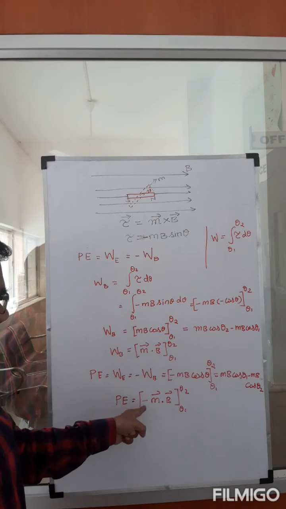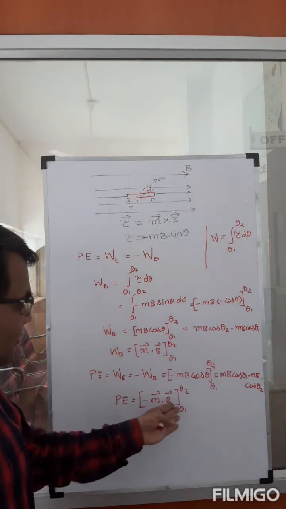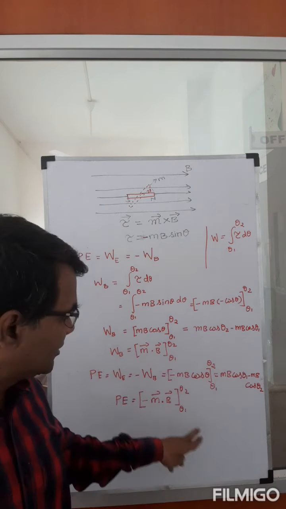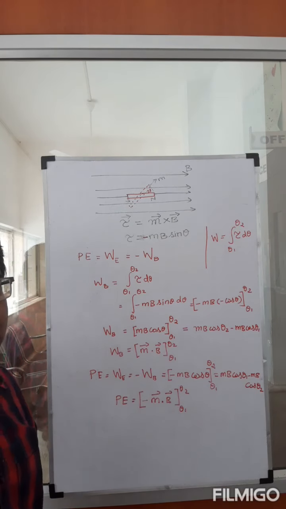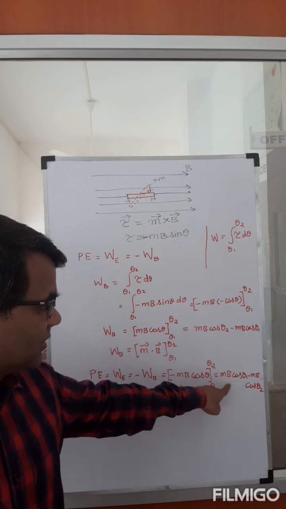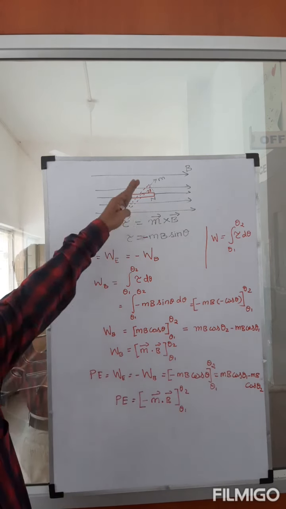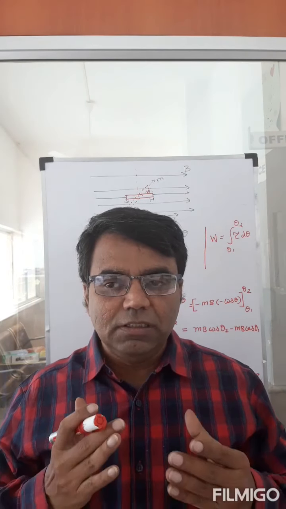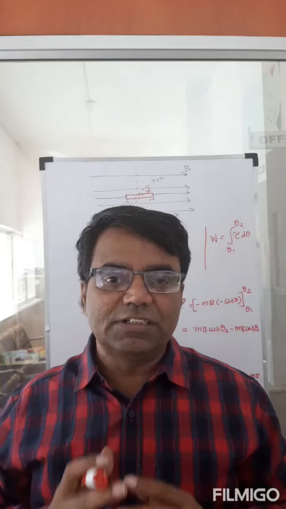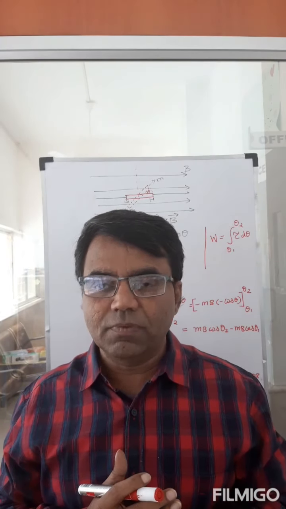So the potential energy is negative of minus m vector dot b vector. Again, once you've done that, you need to apply the limits. So this is what is the potential energy. Clearly, the potential energy will be this: mb cos theta 1 minus mb cos theta 2. That's the potential energy. So when it comes to potential energy, the potential energy difference is important.